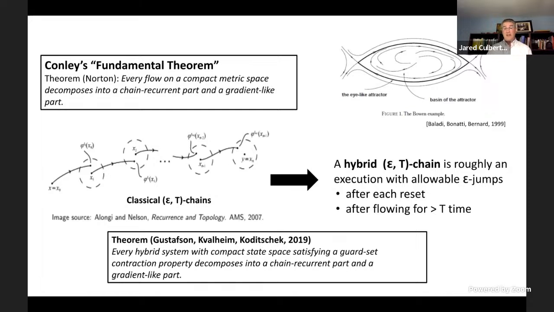But I did want to point out one nice theorem that Paul Gustafson and Dan Kotek, who were collaborators on this with me, and then Matt Kavalheim developed: an analog of Conley's fundamental theorem, but for hybrid systems. This is very nice. They did it by looking topologically at a system and taking suspensions and adding in tubular regions around reset maps, and then applying classical constructions there. So it's a very nice way of thinking about a hybrid version of Conley's theory.